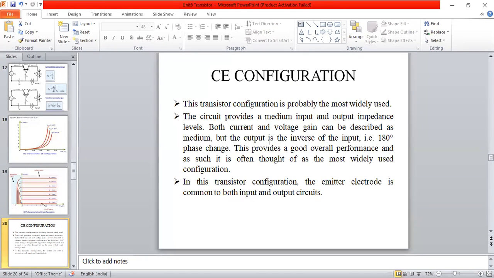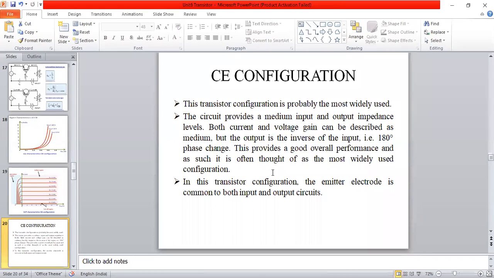The current and voltage gain here can be described as medium, but the output is inverse of the input, that is a 180-degree phase change here now. In the previous common base, both were in phase, but here a 180-degree phase change is there. This provides a good overall performance, and as such it is often thought of as the most widely used transistor configuration. The emitter electrode is common to both input and output circuits here.